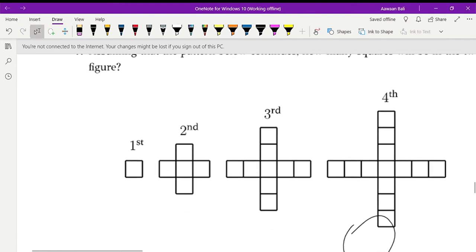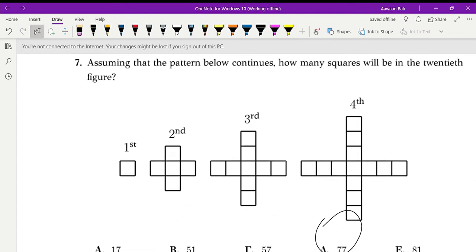Now, assuming that the pattern below continues, how many squares will be in the 20th figure? So the way we can do this is by finding a formula, which is basically an equation with a variable, a random value that we don't know. We just substitute a letter into that, and we use that equation. Normally these are the order: let's say the first x is 1, second x is 2, third x is 3, and so on.